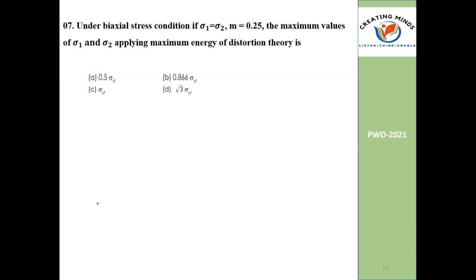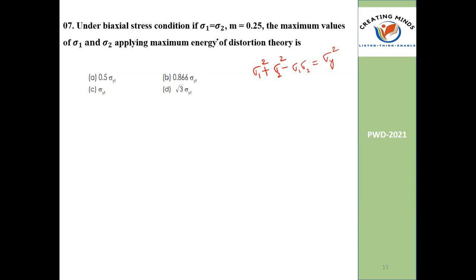See, under biaxial stress condition, sigma 1 equals sigma 2. Mu, that is Poisson's ratio, is given as 0.25. The maximum values of sigma 1 and sigma 2 applying maximum energy distortion theory is. See, what is the equation for maximum energy distortion theory? Sigma 1 square plus sigma 2 square minus sigma 1 into sigma 2, which is equal to sigma y square. This is the maximum energy distortion theory.